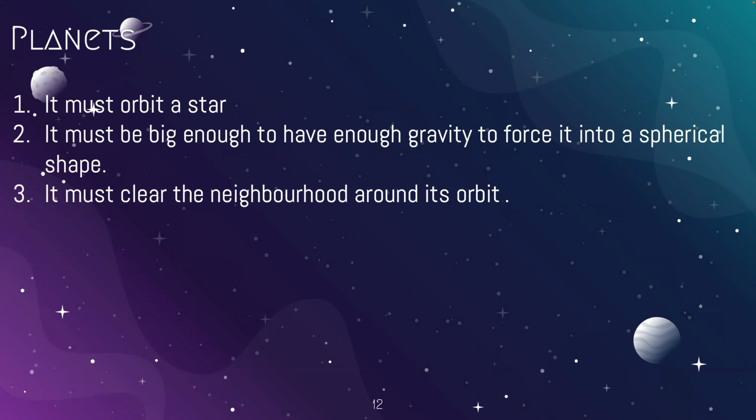So yes, Pluto is orbiting the star. Yes, Pluto has enough gravity to form a spherical shape. But Pluto is not big enough to clear the neighborhood around its orbit. For example, Pluto is basically a part of a belt of asteroids. We have an asteroid belt between Mars and Jupiter, after Mercury, Venus, Earth, Mars, Jupiter. We call it the asteroid belt. And we have another belt, the Kuiper Belt, beyond Pluto.